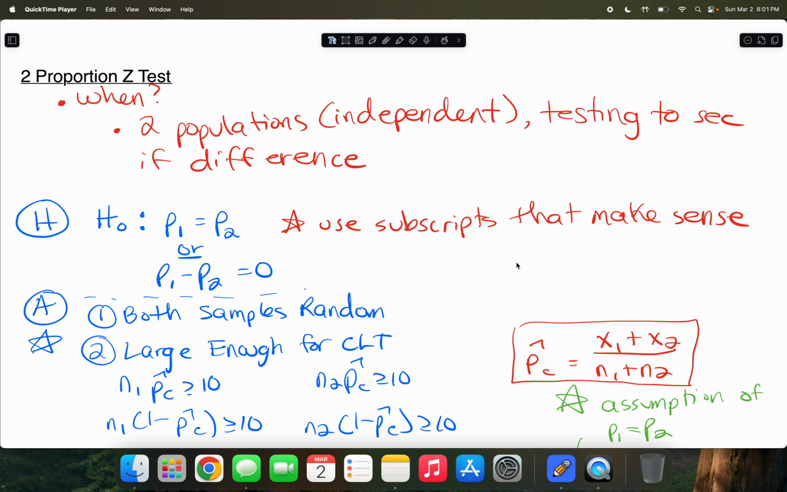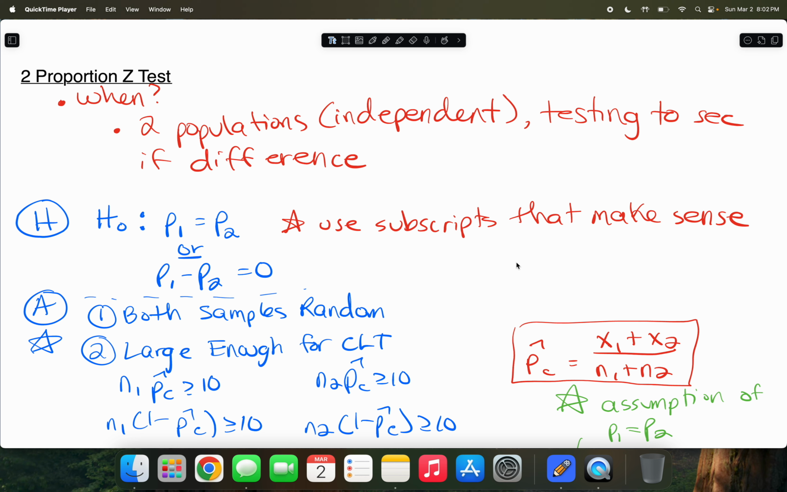The difference now is that for our null hypothesis, it's still always written as an equal statement. However, it's now going to be that proportion from population one equals proportion from population two. And again, very much like confidence intervals, use subscripts that make sense. It saves you from having to redefine them later on in the problem.